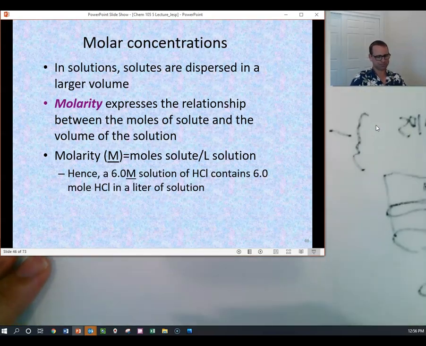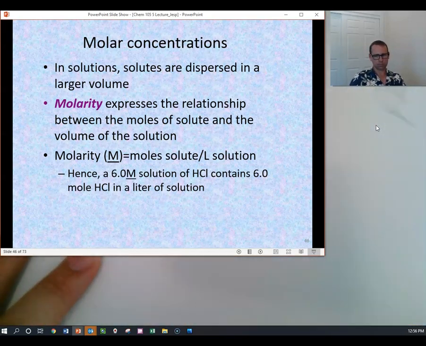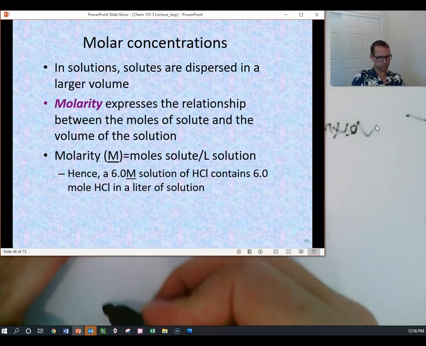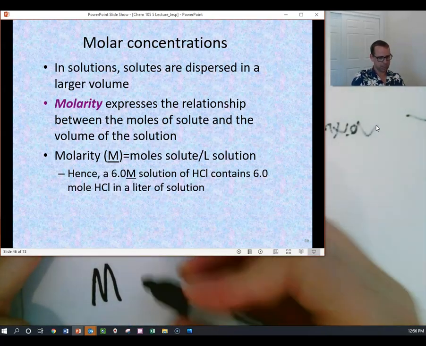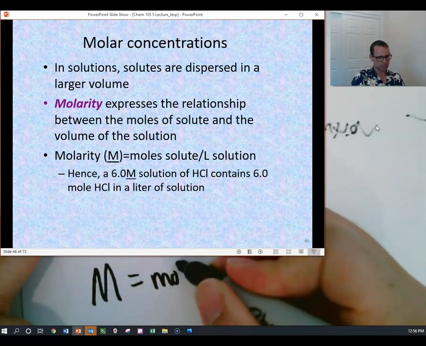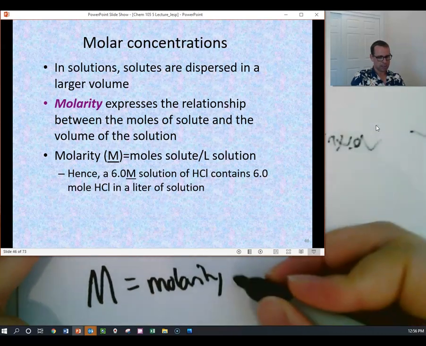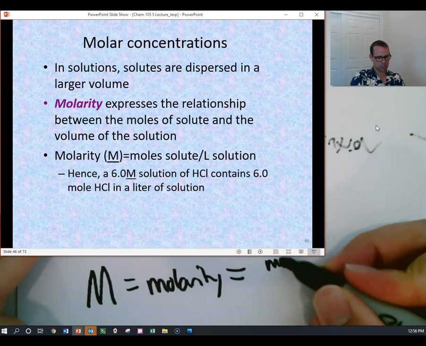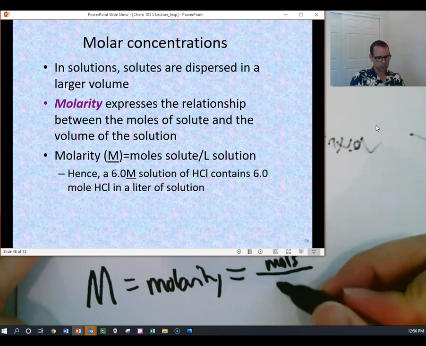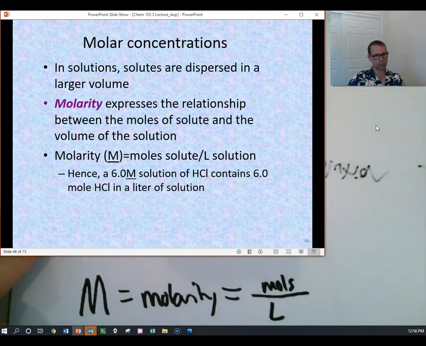Molarity, abbreviated big M, there we are, big M, that means molarity, and it is moles of solute per liter of solution. So if, for example, I say I have a 6 molar HCl solution, that's 6 moles of HCl per liter. All right?